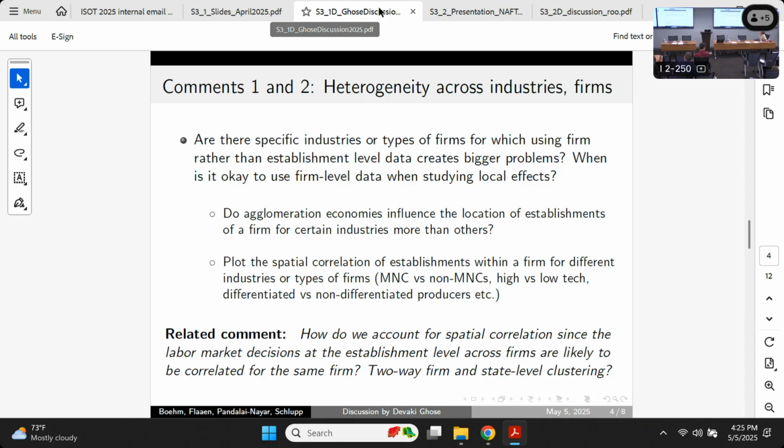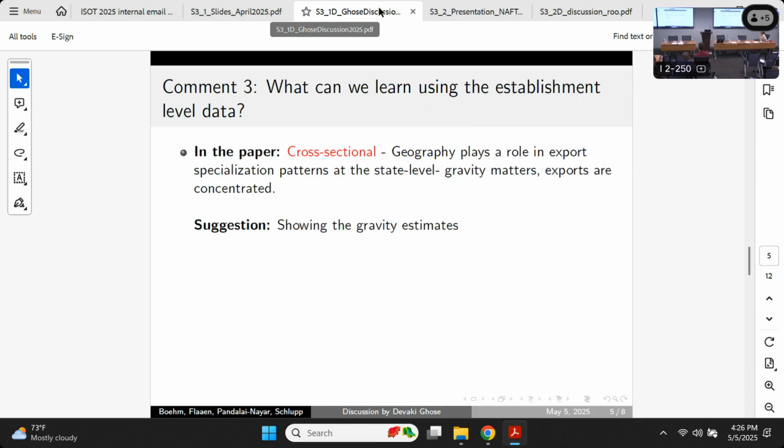And a related comment I was thinking is that because a firm is ultimately at the head of the establishments, there could be some spatial correlation across establishments. And I don't know, I think in the OLS, it would be a two-way firm and state level clustering. But this is a relatively more minor comment compared to the big picture comment here. And then this is where I'm going to just go into my brainstorming mode about what can be done using this data.